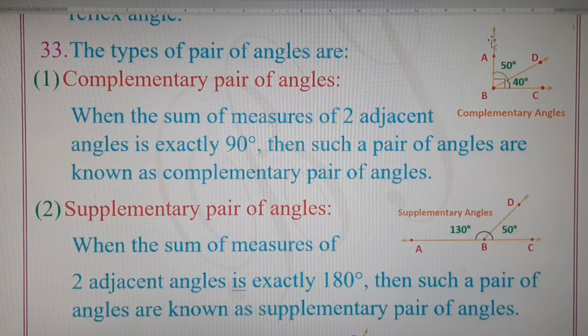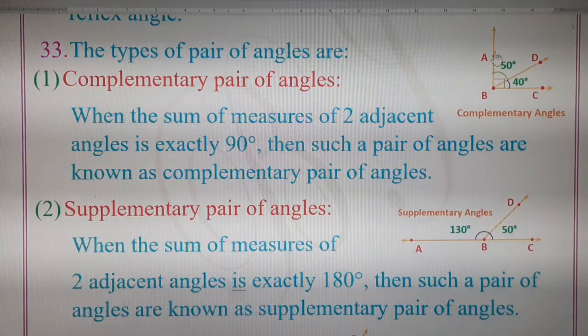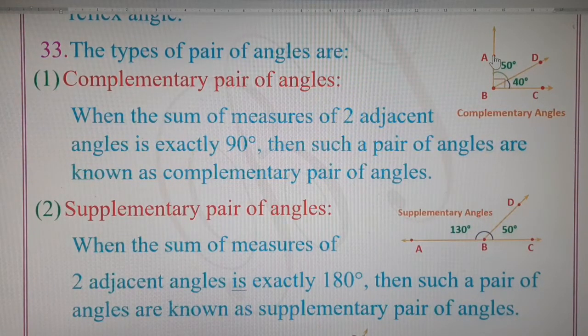And if we can observe the diagram, then the outer ray BA and ray BC are perpendicular to each other. And if we see the diagram, they form a 90 degree angle because they are perpendicular to each other. Angle ABC will be 90 degree because ray BA and ray BC are perpendicular to each other. So these two pair of angles are known as adjacent angles, but they will also be known as complementary pair of angles because the sum of measures of these two angles will be 90 degree.